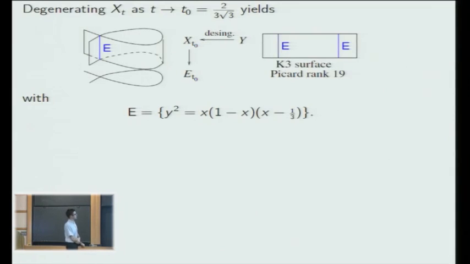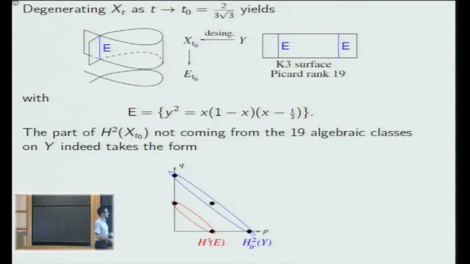You can work this out explicitly. And this E, along which the K3 surface is folded up, is a Legendre curve, and the J invariant is non-integral. So why do we care about that? Because its cohomology is going to appear in the cohomology of the singular fiber. So this is the cohomology of the singular fiber, and it takes exactly the form I said I wanted to realize a boundary component geometrically.